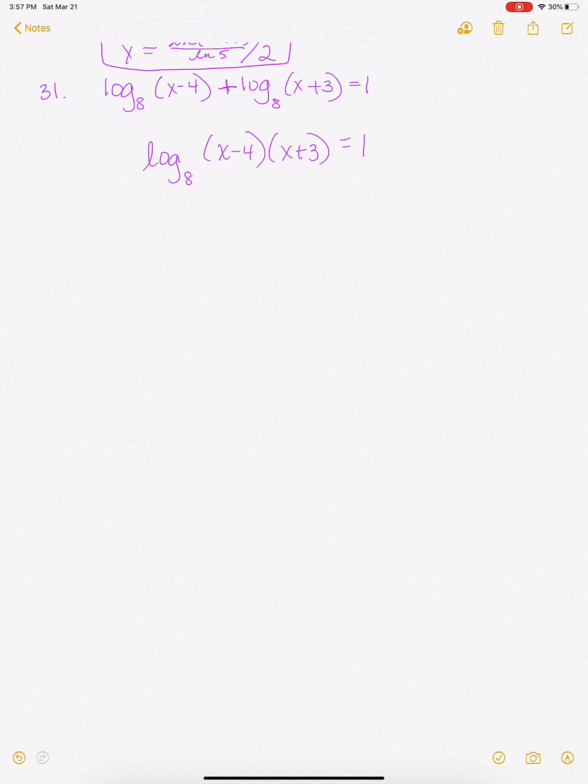So my base is 8. My exponent, remember this whole log expression, it equals the exponent. So 8 raised to the first power is going to equal this argument right here, which is x minus 4 times x plus 3. And then I'm going to just solve this out. So I've got 8 because 8 to the first is 8. And then I'm going to multiply this out, FOIL that out. And that's going to give me x squared minus 4x plus 3x, which is minus x.